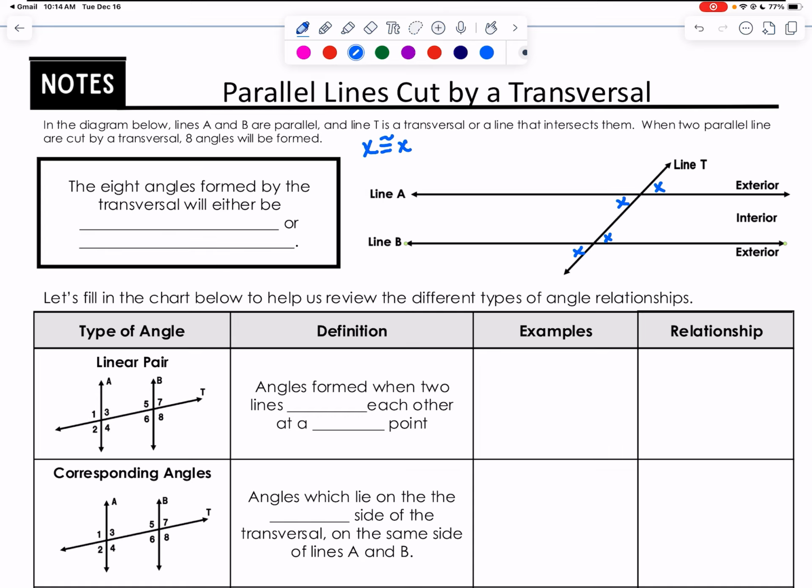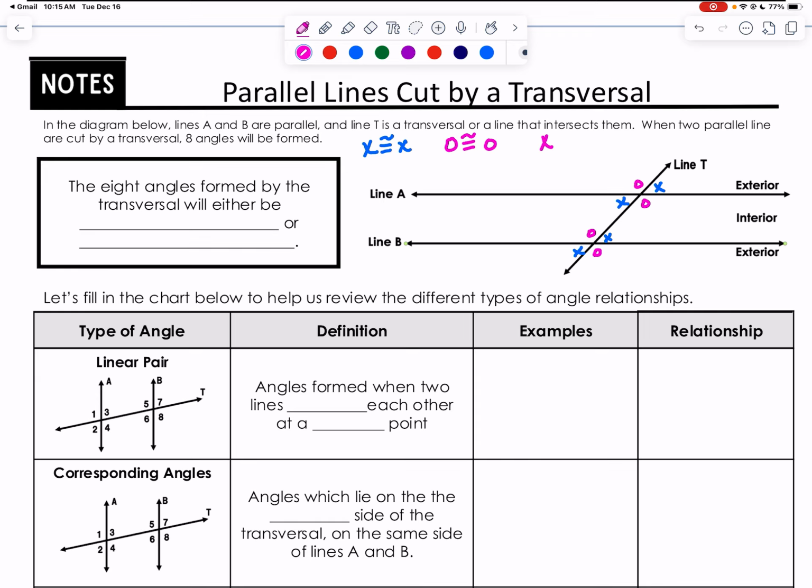Then I labeled the obtuse angles with an O. So every obtuse angle, I'm going to label it with an O. And the relationship between the O's is that every angle labeled with an O is congruent to every O. Okay. Now, we also have another relationship in that every X plus an O is going to equal 180.